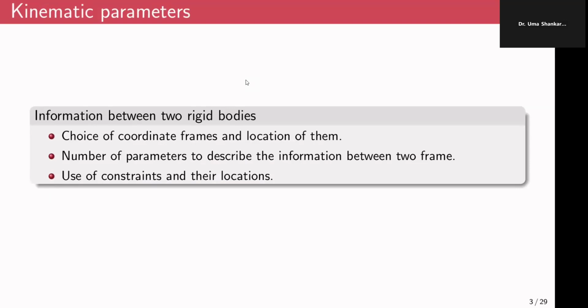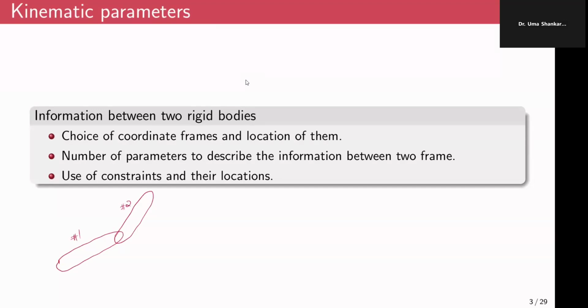So let's see what we mean by kinematic parameters. Basically, any information between two rigid bodies is transferred by use of frames of references. As you know, any robotic manipulator consists of a series of rigid bodies. For example, if I have a robotic manipulator with two links, something like this, we can consider this to be two links. I label this as link one and I label this as link two.